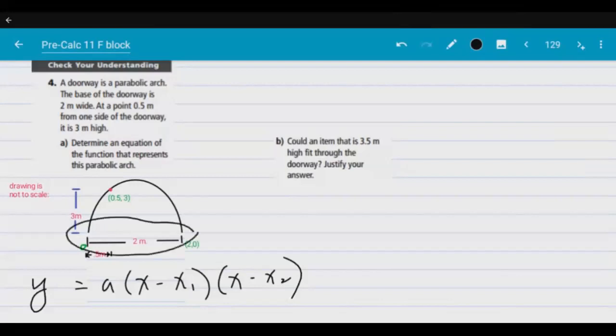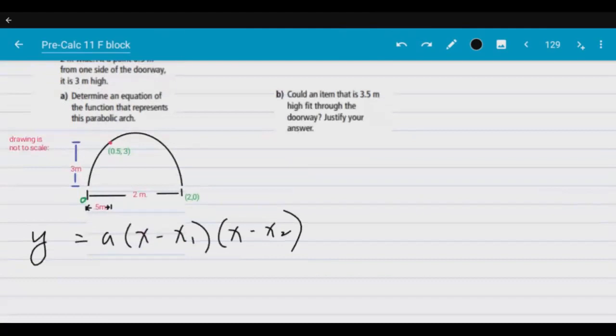This represents the width of the doorway. It is 2 meters from end to end. So if I look at this as my origin, the point 0, 0, this one would be the point 2, 0. It also identifies a certain point on the parabola, where it says at a point 0.5 meters from one side of the doorway. So from this side of the doorway, I go to the right 0.5 meters and then go up 3 meters. So this point here represents this sentence, okay? This point is 0.5 meters to the right of one side of the doorway, and it is 3 meters high.